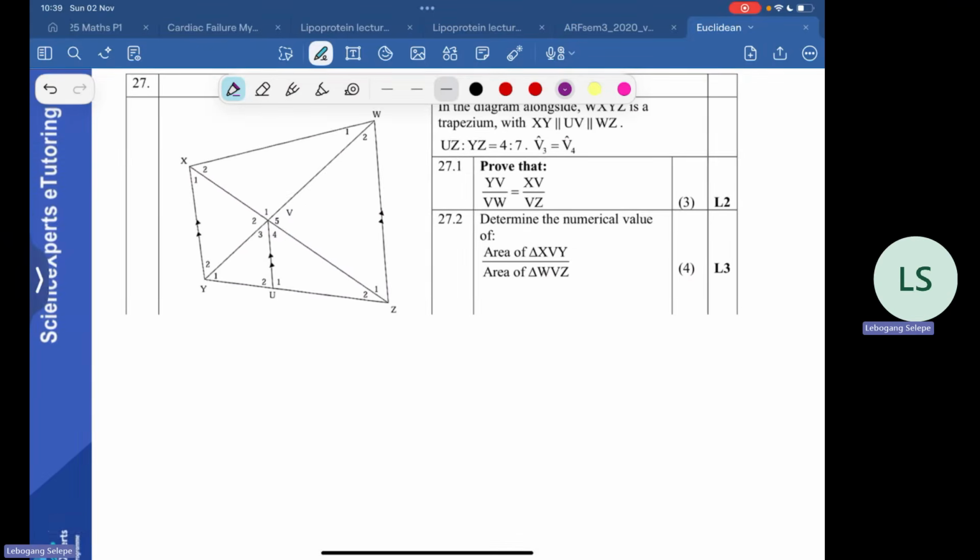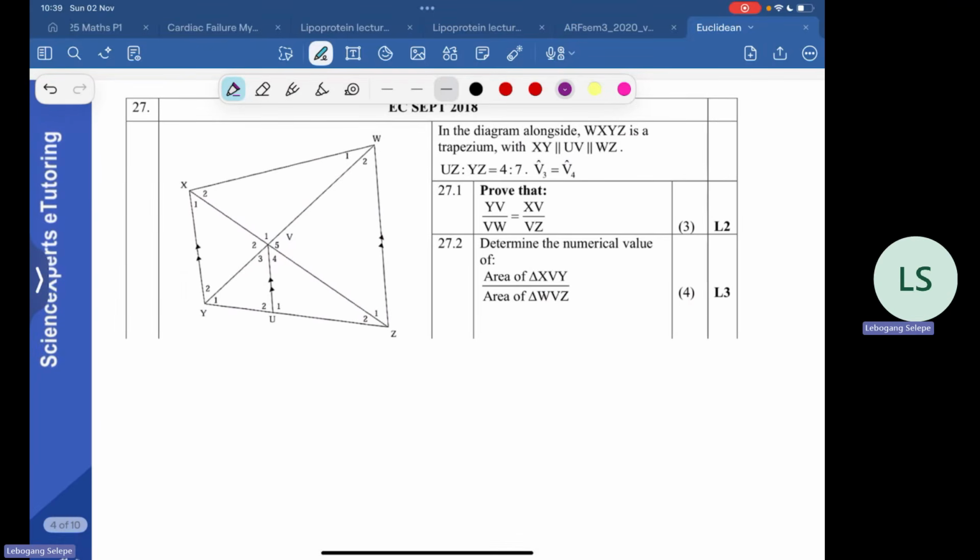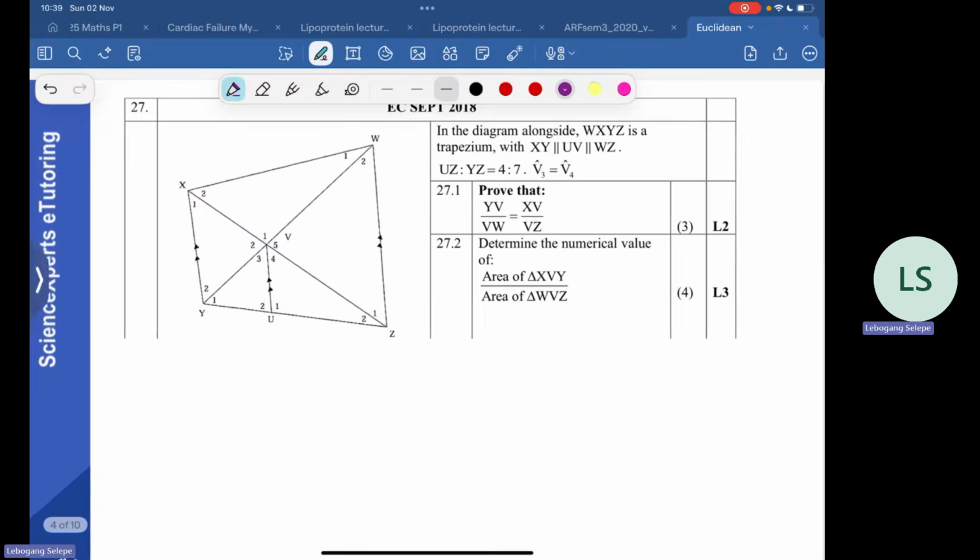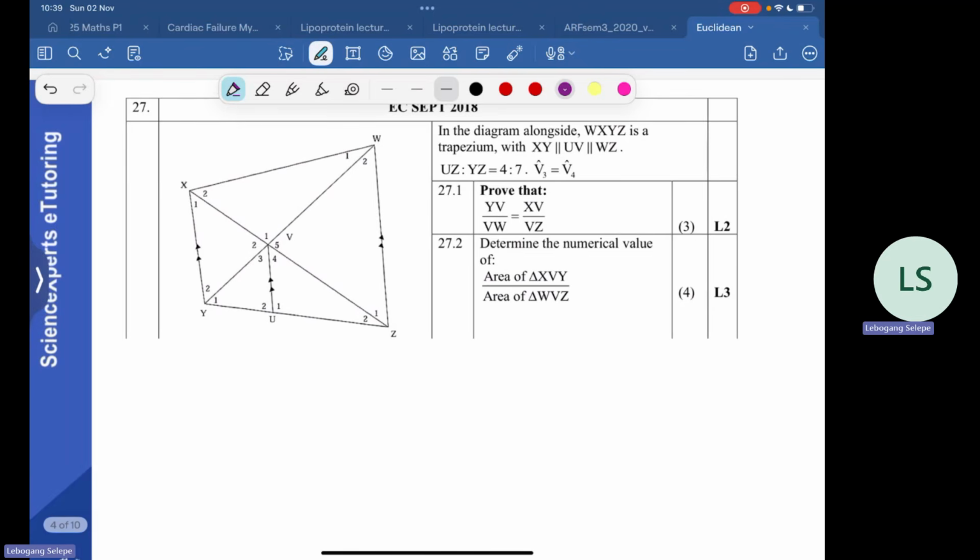Right, another interesting one. You can pause the video and solve it on your own. So here we are given that UZ divided by YZ is 4 over 7. Same method, indicate the letters, indicate the ratios using letters. So where is UZ?